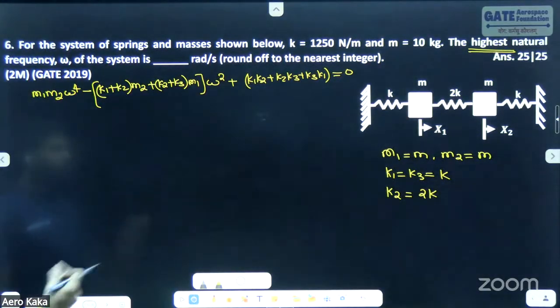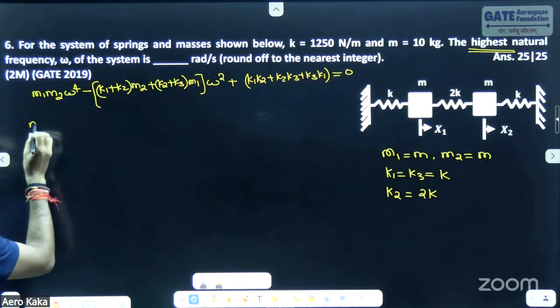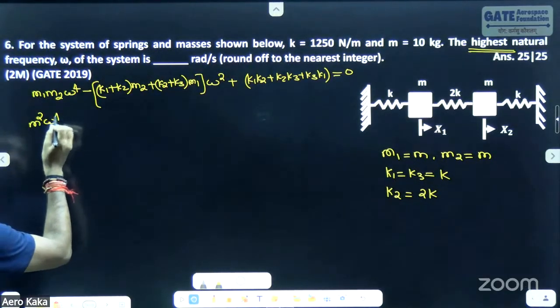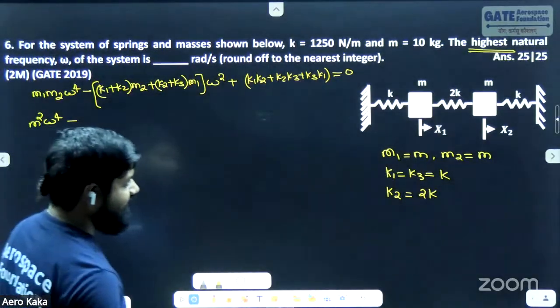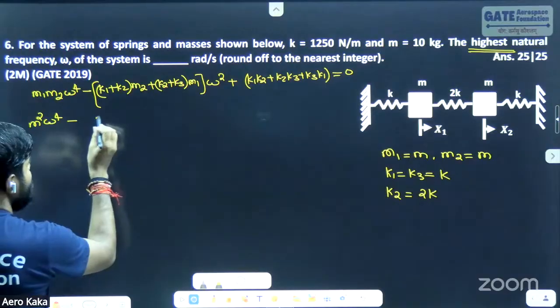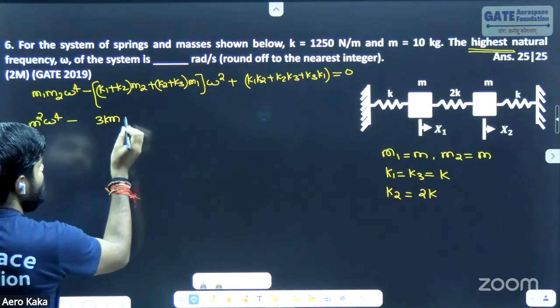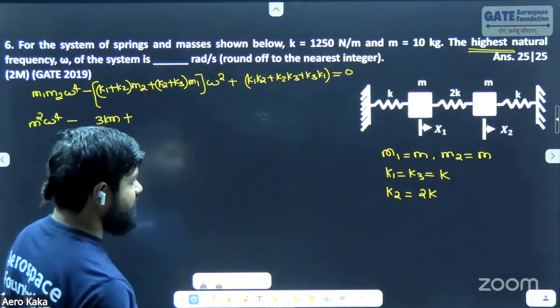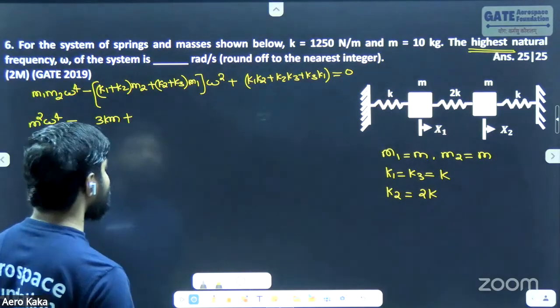So M1 is equal to M2 is equal to M. So it is going to be M square omega raised to power 4 minus (K1 plus K2). K1 is K, K2 is 2K, so it is going to be 3KM plus (K2 plus K3). K2 is 2K, K3 is K.